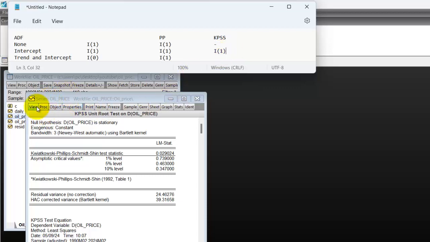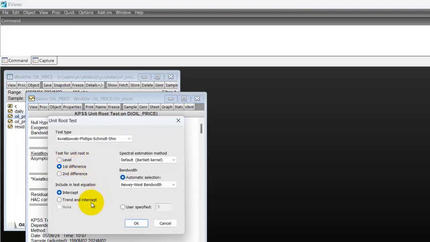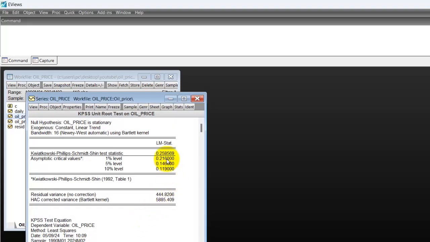Now let us go back and check for a situation whereby trend and intercept are included in the model. So here you take it to trend and intercept. Then here you take it back to level. Then you click OK to see your results. If you look at it very well, you will still notice that the test statistic for KPSS is greater than the three critical values. So we have to reject the null hypothesis and conclude that oil price is not stationary.